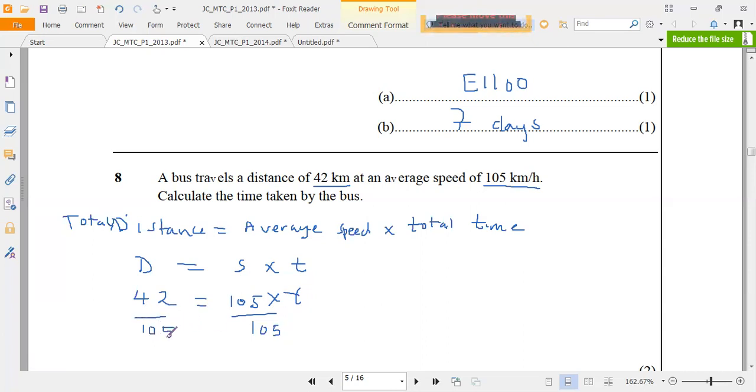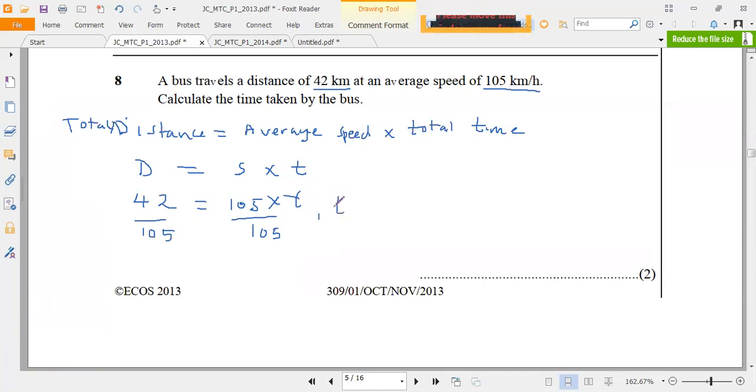105 on both sides, such that I get T, which is the time, is equivalent to 42 kilometers divided by 105 kilometers per hour. So if you divide that, 42 divided by 105, press your calculators and see what you get. You get an answer which is 0.4 hours. We are using hours because the speed here was given in kilometers per hour. So the time taken T is equivalent to 0.4 hours.